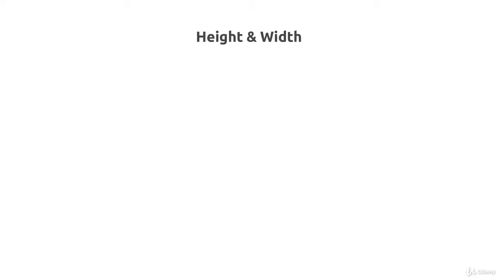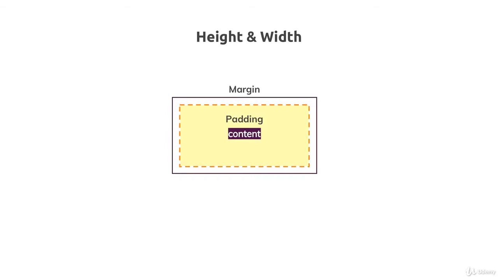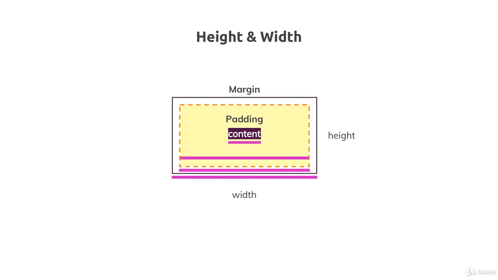So in the last lecture, we worked with height and width. Well, that's all nice. We changed the height and width of the box, unsurprisingly. But what exactly did we change? When we set the height and the width, did we set the height and width of the content plus the padding, or of the content, the padding, and the border, or of the content, the padding, the border, and the margin? Well, let's take a look.